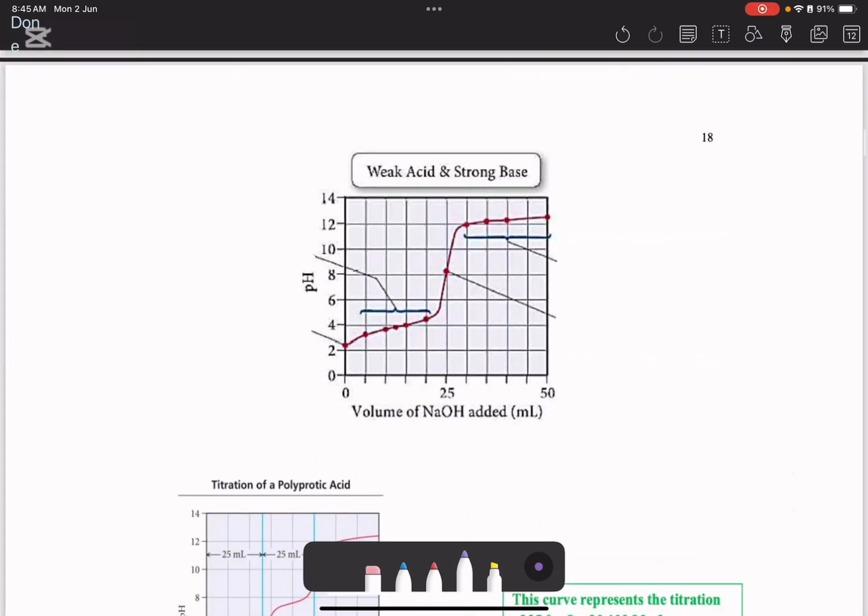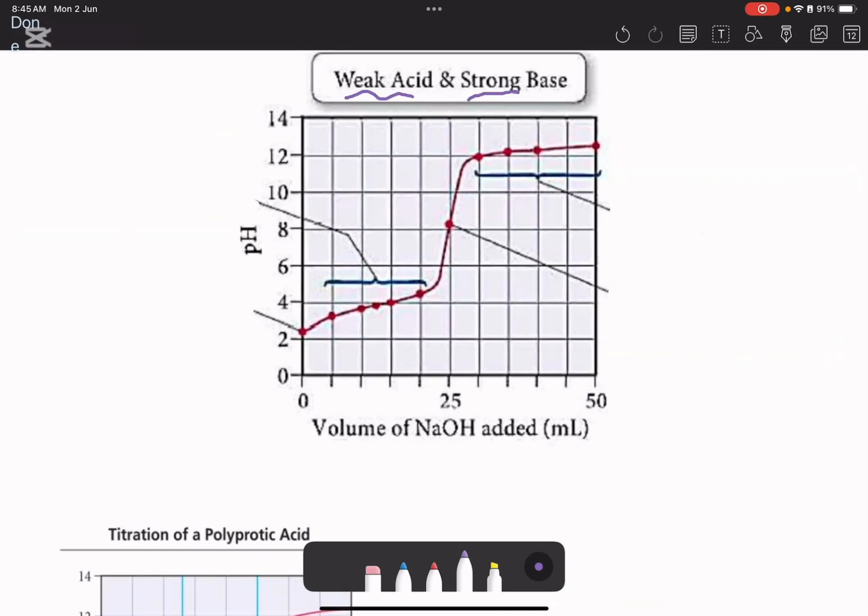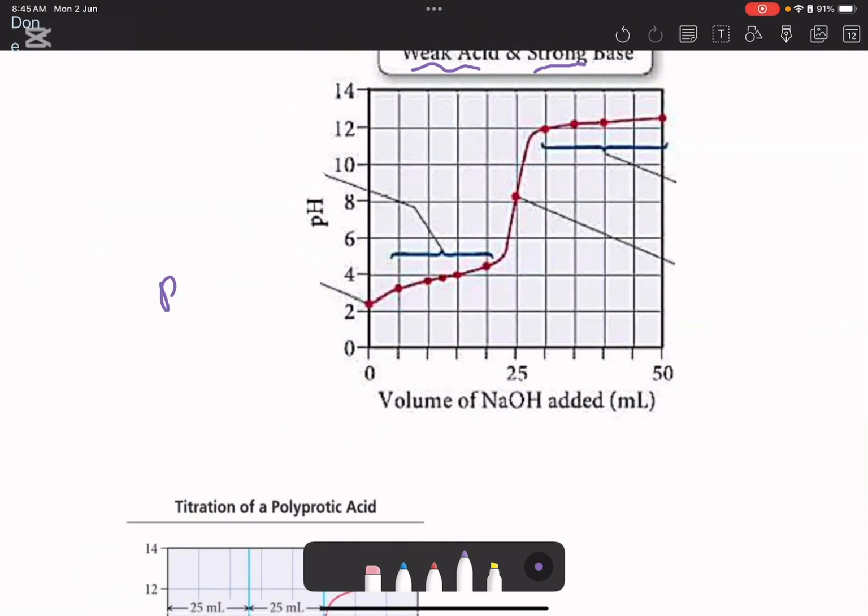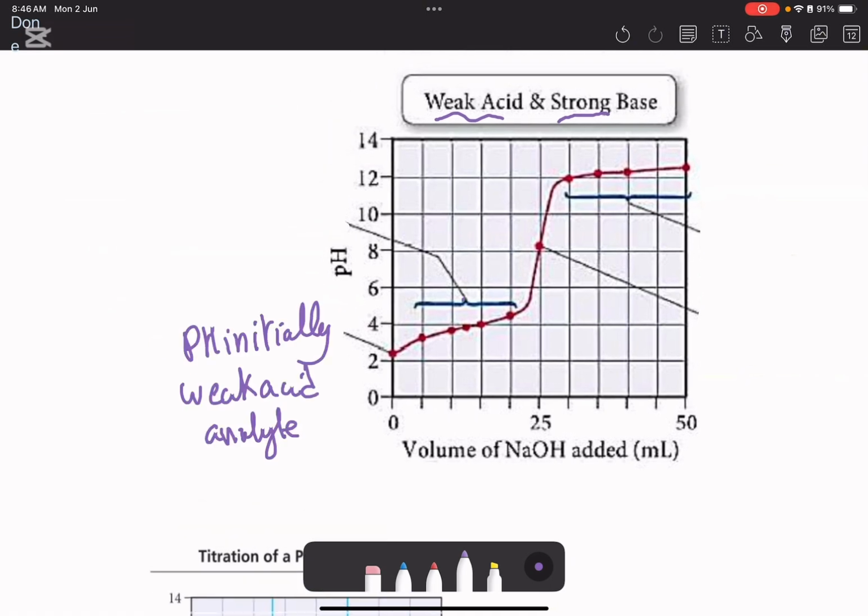Now let's move on to another graph. Here I have a weak acid with a strong base. Look at the curve, there's a slight jump. It's not starting from here with a slight increase, there's a slight jump. So this is the pH initially, showing that I have a weak acid as an analyte. This is before equivalence point.